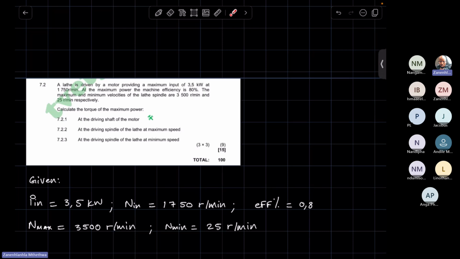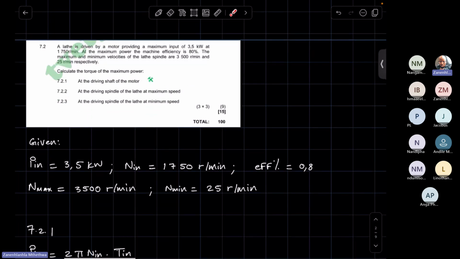The maximum and minimum velocities of the lathe spindle are given. So these are your rotational frequencies at maximum and at minimum. Now we look at the questions. Like I said, you get two types of problems. In this one, you are given rotational frequencies and the power of the motor, and you have to calculate a certain number of torques.